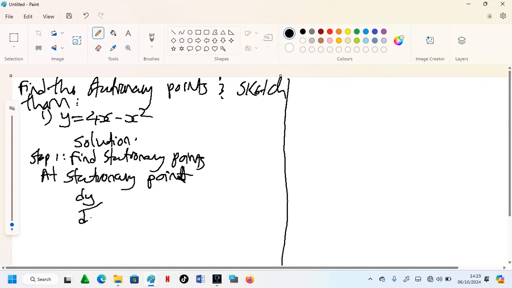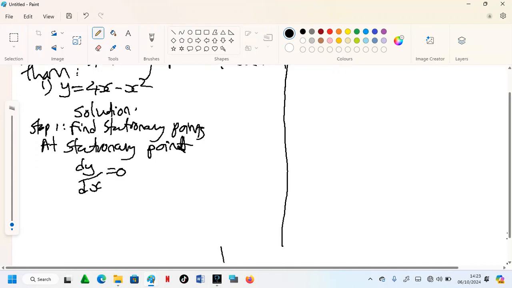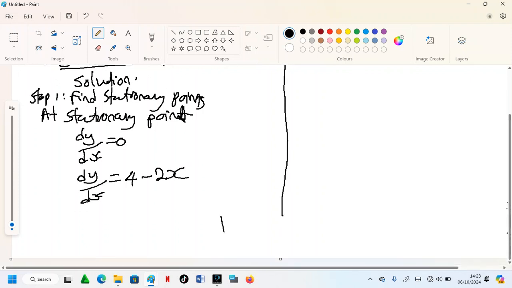dy/dx is 0. So our job is to simply find dy/dx, because we know y is 4x minus x squared. So dy/dx will be 4 minus 2x. If you do not know how to differentiate, you can go back to our previous video to learn how to differentiate before you proceed to this.